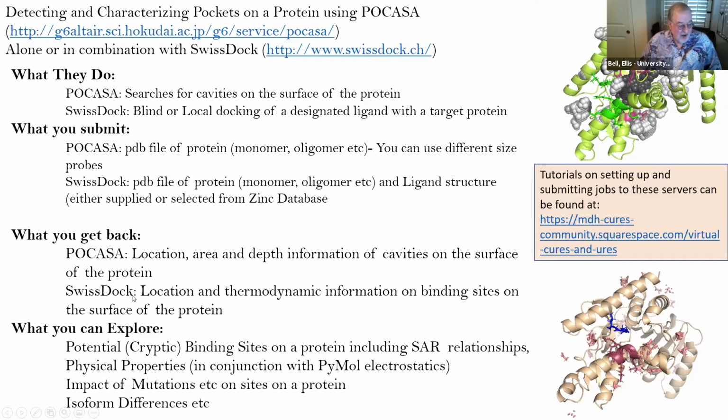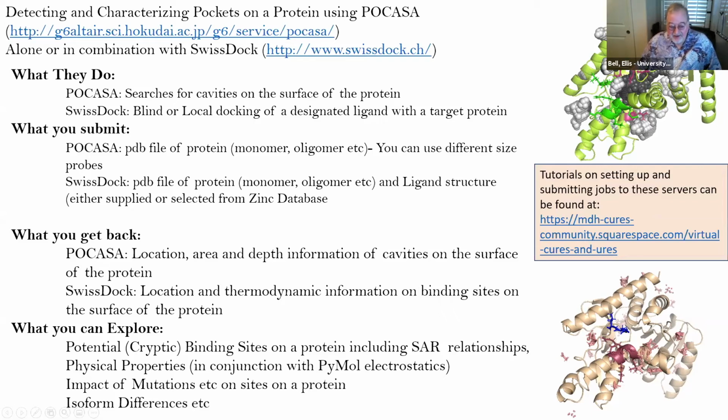With SwissDock, what you get back is thermodynamic information and location on binding sites on the surface of the protein. So if any of you are familiar with Carla Mattos at Boston University, a number of years ago, she developed a technique called multiple solvent crystal structures. And it turns out this SwissDock application is a computational version of that.